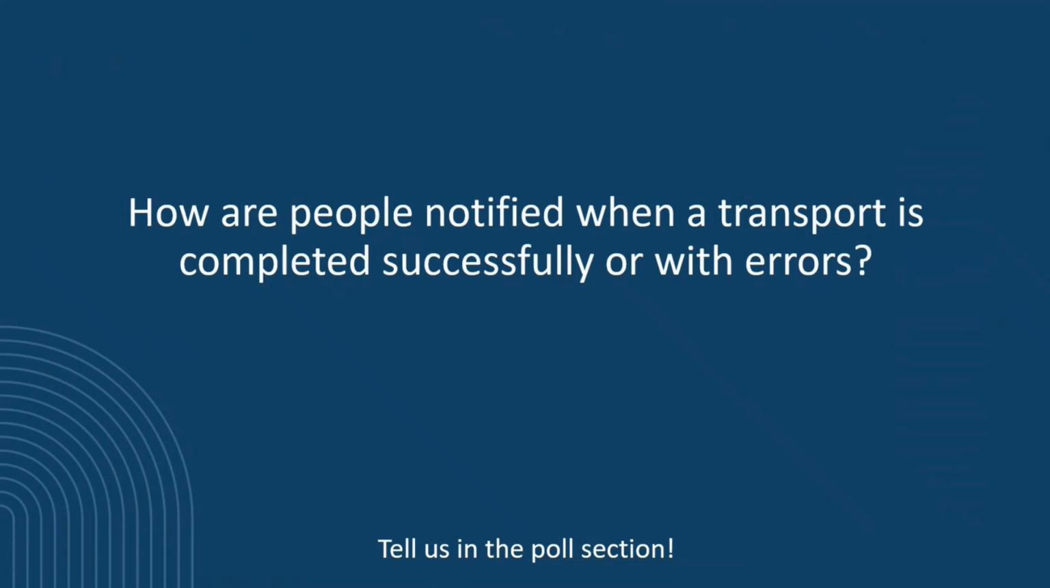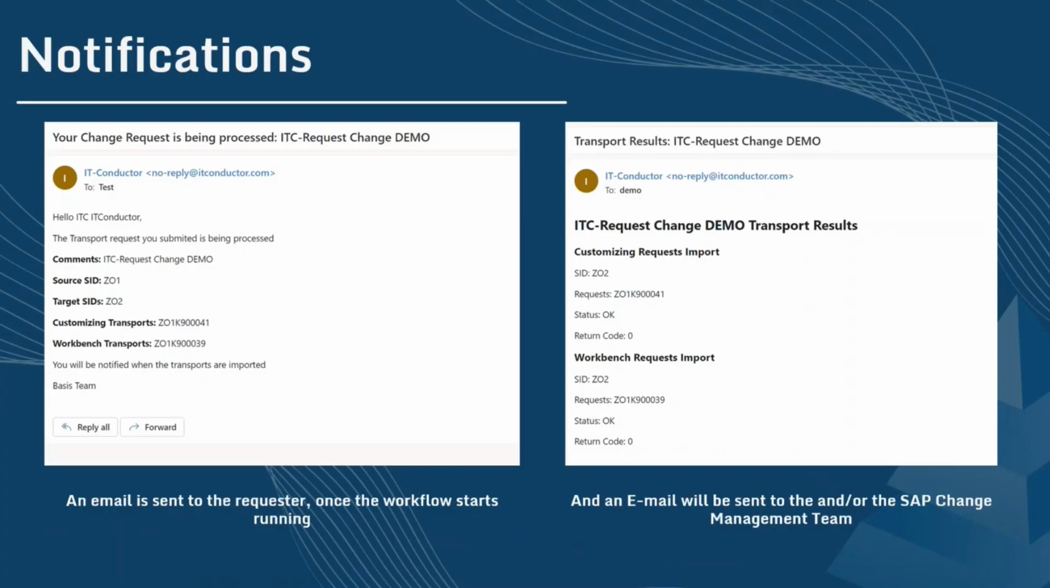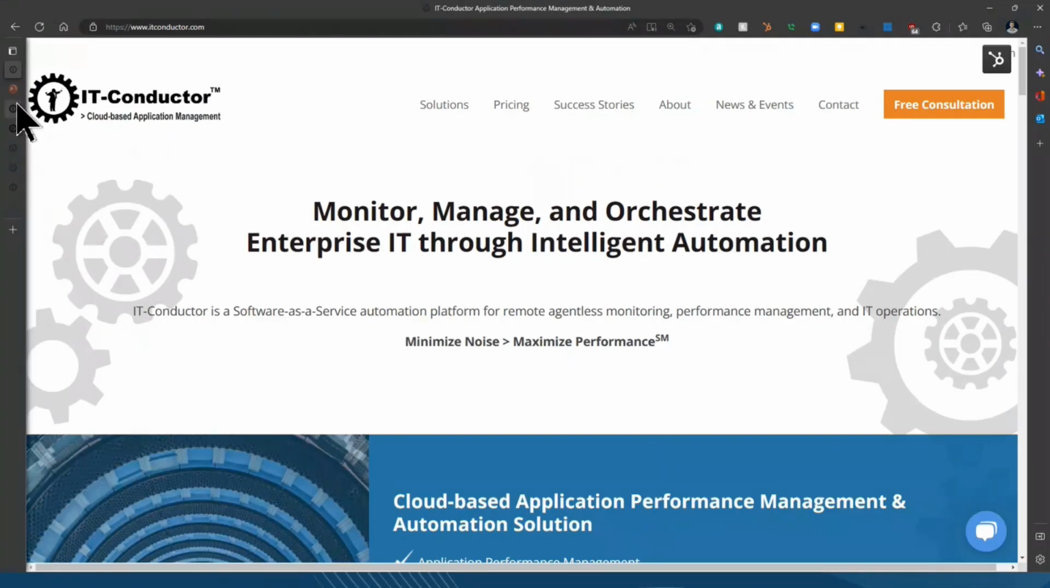Okay, let me quickly show you how that works. When we do the transport today, as I said, we do the request, the execution, and then the alerting or notification. In IT-Conductor, we can notify the requester as well as the change management or basis team, for instance, of the actual request and its return code, etc. That gives you the immediate notification, and from there on, we can look at the report if needed on the dashboard. So at this point, I'm going to go into the live environment and explain what we are seeing.